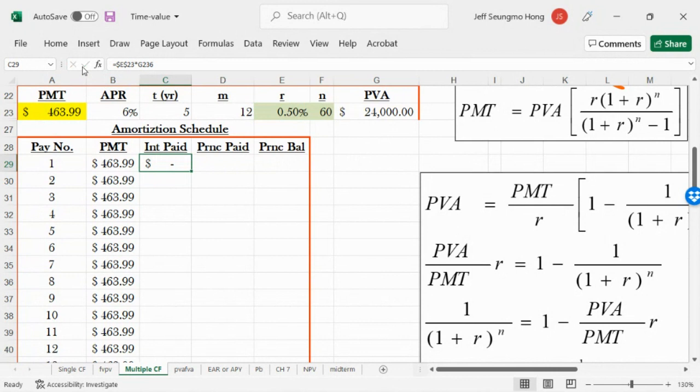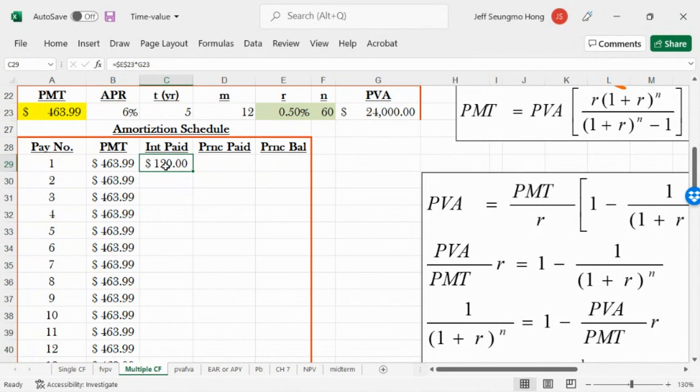Oops, what happened? E23. Okay. So that's the interest. If this is the interest, what's the principal paid? Think about it. This is the monthly payment, minus this. Logically, that's what the principal paid is. All righty, Samira, giving you another 0.5.